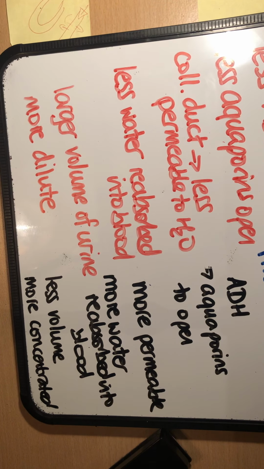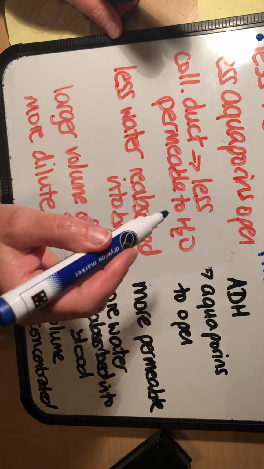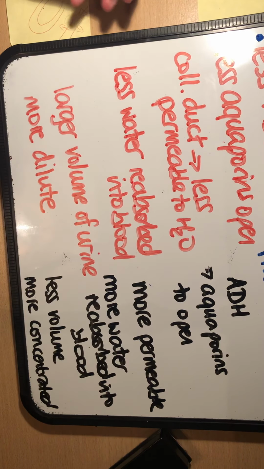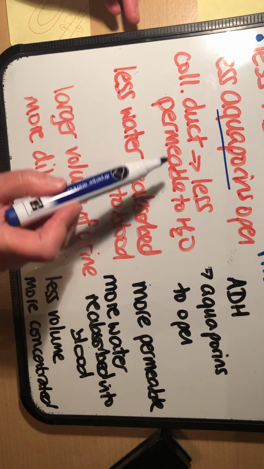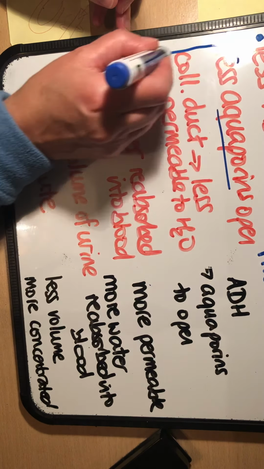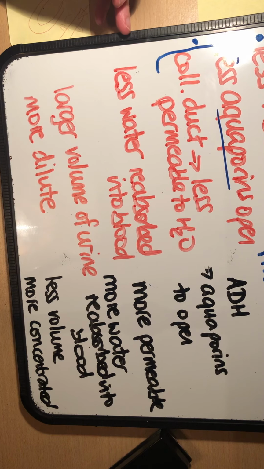Okay, so in terms of what I was looking for in your answers, there's less ADH released into the blood, less aquaporins open. That's not really in your textbook, this term here, but we did talk about it. So if you wrote about the aquaporins, you got a mark, or if you said the collecting duct becomes less permeable, either of those will give you 1 mark. Therefore, less water leaves it, less water is reabsorbed into the blood. So there's more water left, that gives you a larger volume of urine and it's more dilute. So 1, 2, 3, 4, 5 points.